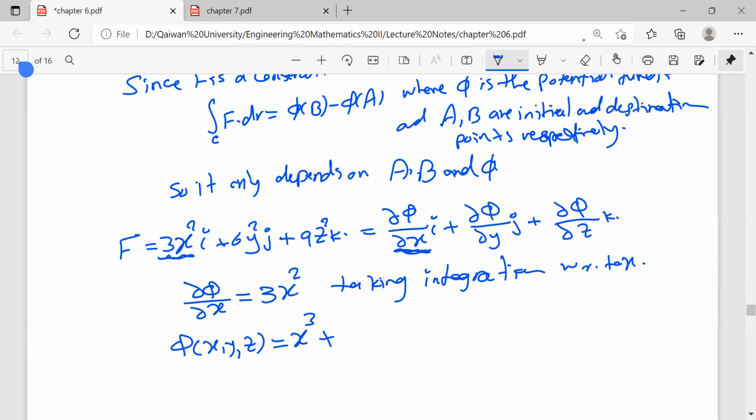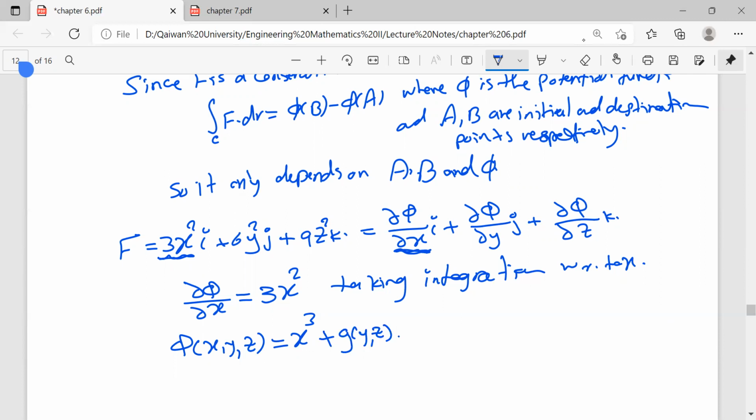In phi, we have x, y, and z, and the integration is with respect to x. So what are the other variables in phi? They are y and z. We say it's plus g of y and z. Now we find g of y and z. We should find it from other equalities.